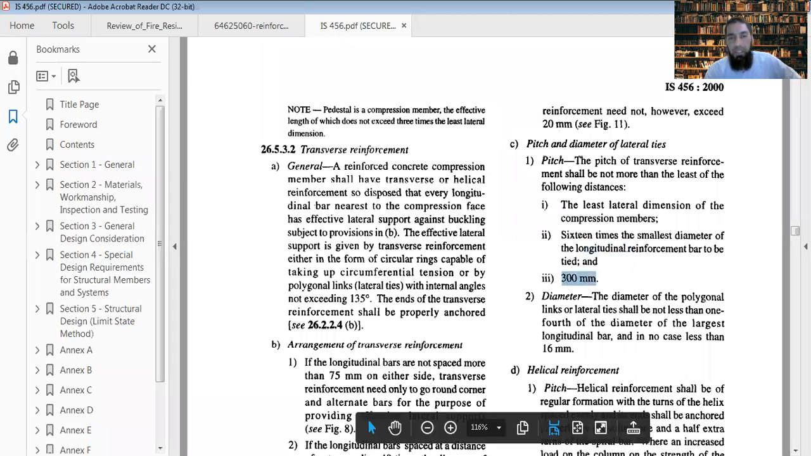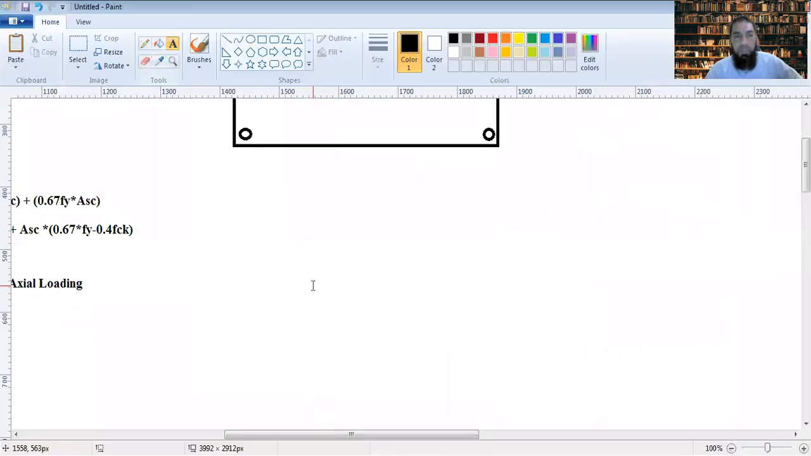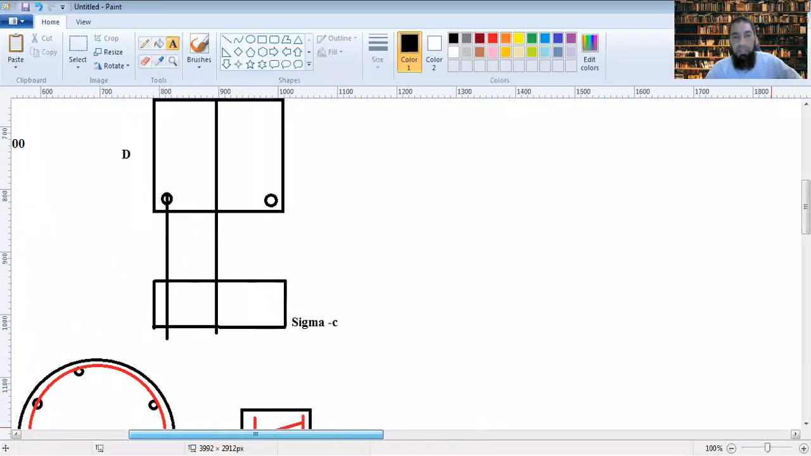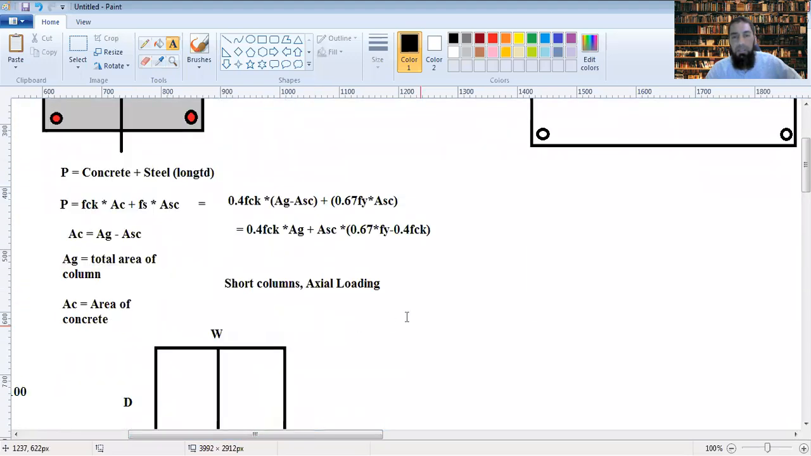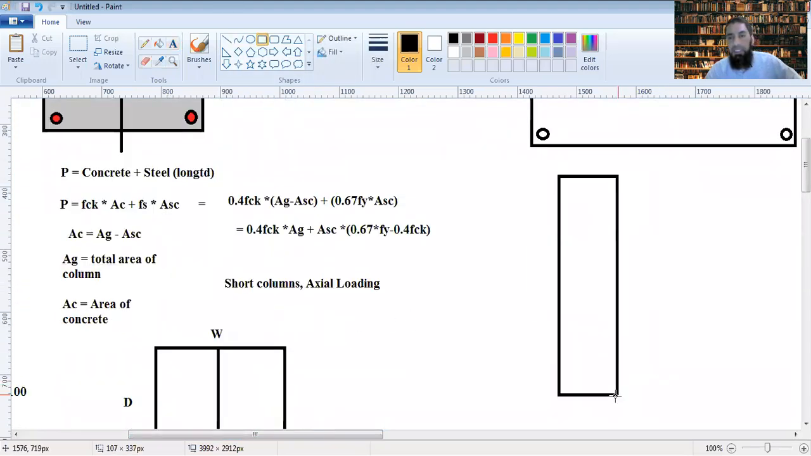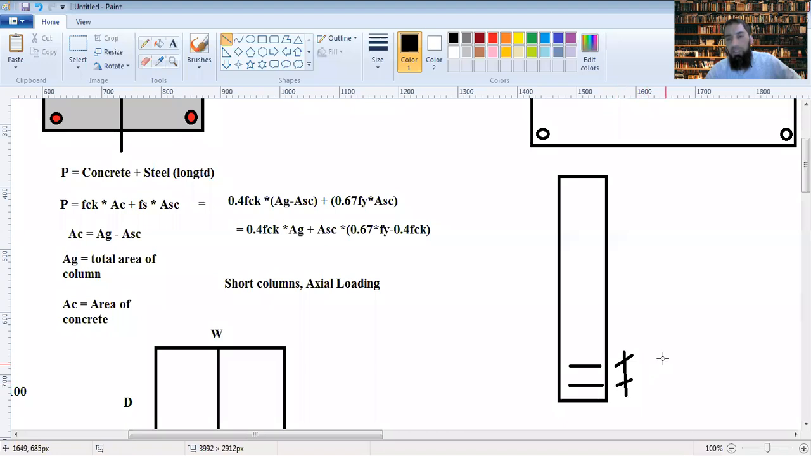So what is the pitch, first of all? Pitch is the spacing between, say this is a column, and you have these rings. Now what is the spacing between these rings? This to this space. That's known as pitch.